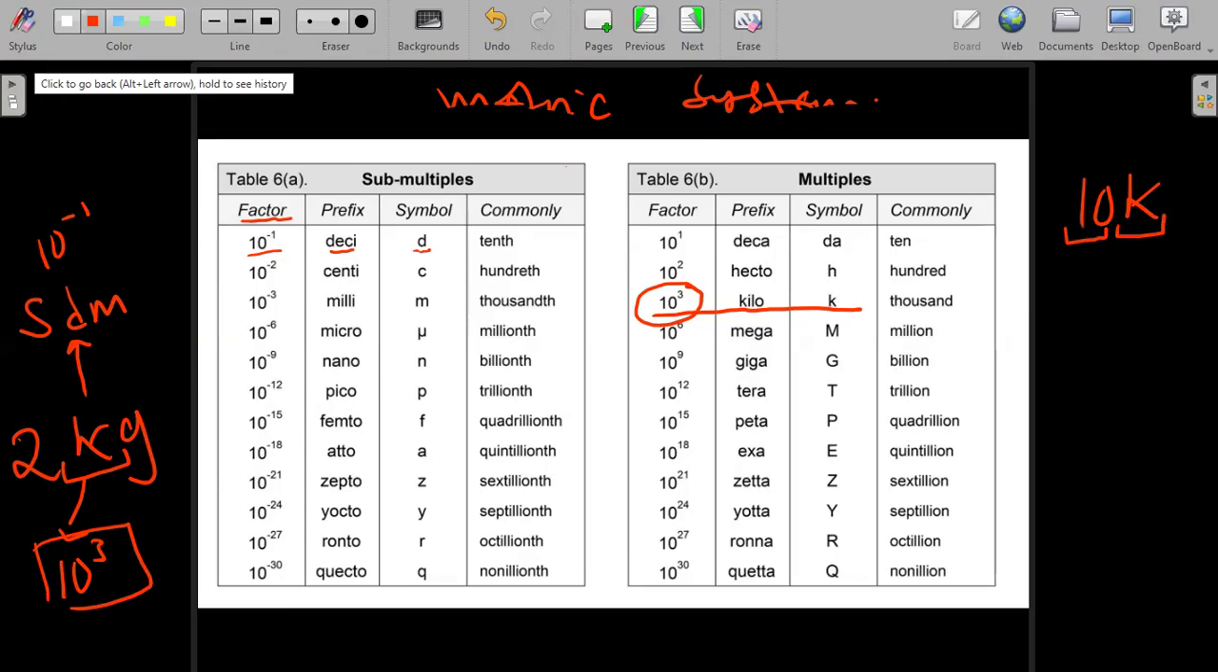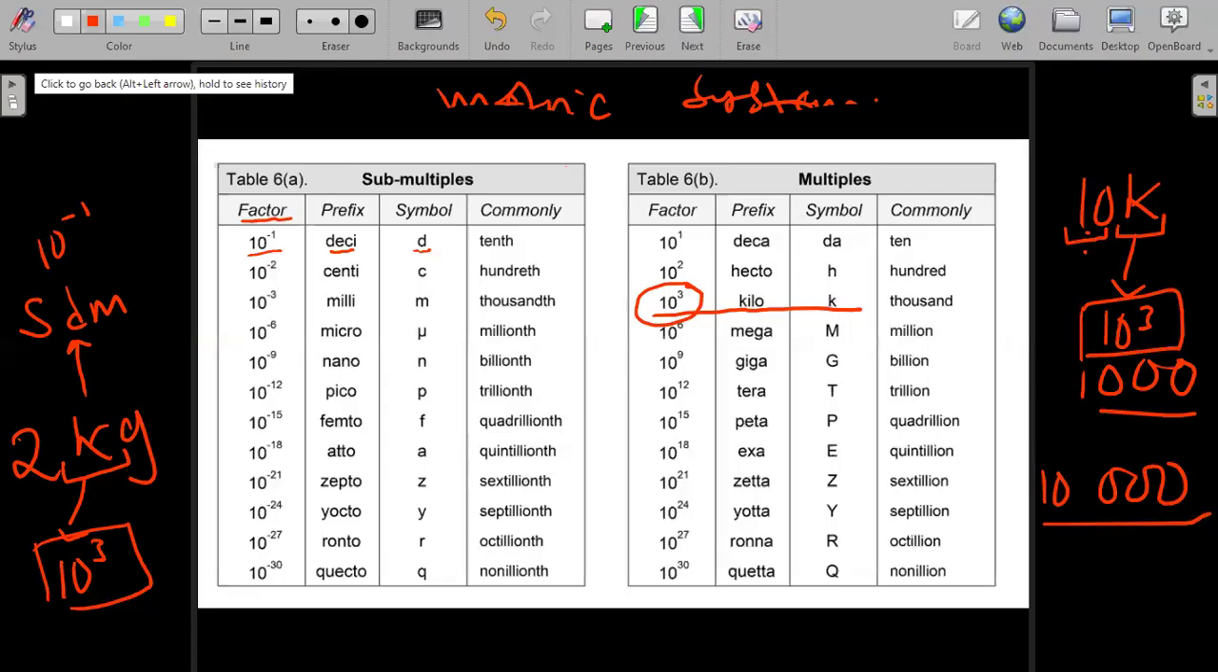Okay, so if the post has 10K likes, it means it has 10 multiplied by, we said this K has a value of what? 10 to the power 3. So this 10 to the power 3 is the same as 1,000. So 10 multiplied by 1,000 here is going to give you 10,000. So when you see 10K on that post on Facebook, just know that, okay, this person has gotten what?